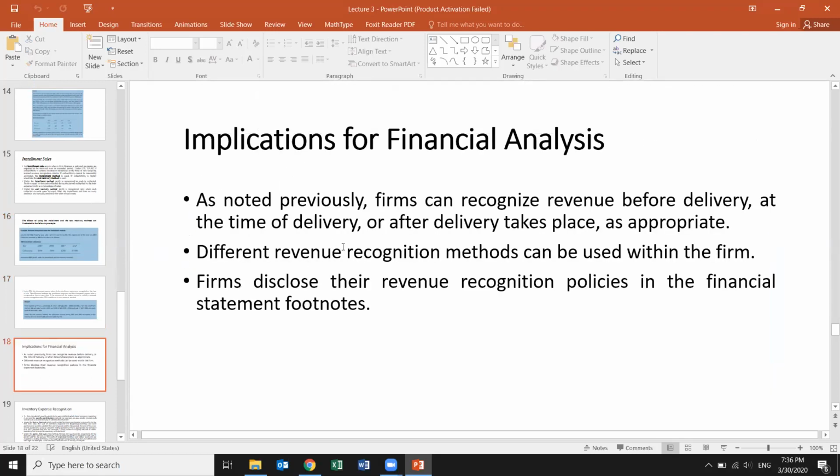So coming to the financial analysis implication, as we noted previously, firms recognize revenues before delivery, at the time of delivery, and after delivery takes place. So different revenue recognition methods can be used within the firm. This is how we summarized everything: we have 4 methods. And firms disclose their revenue recognition policies in their financial statement footnotes. So whenever you see the income statement, there are footnotes where you will understand which methodology they used to disclose their information.